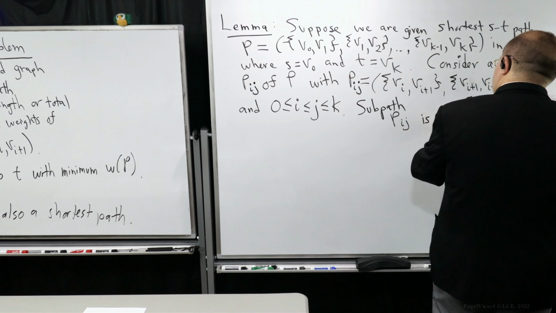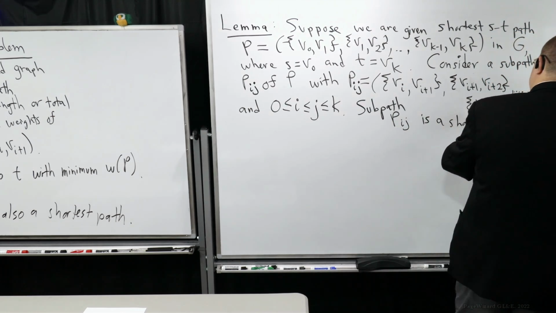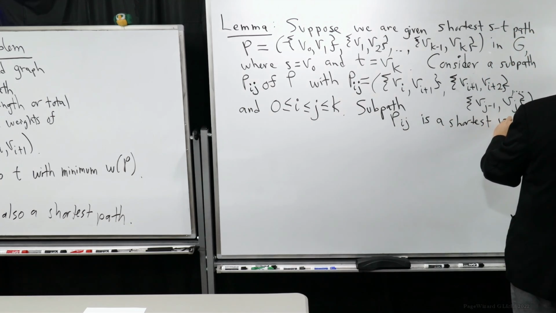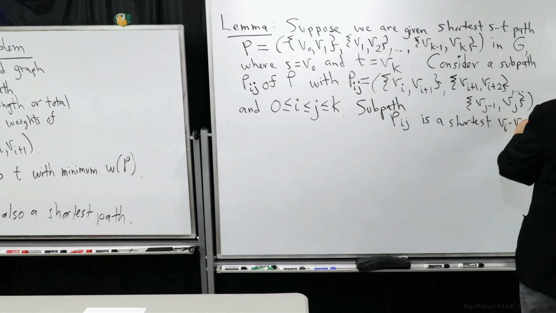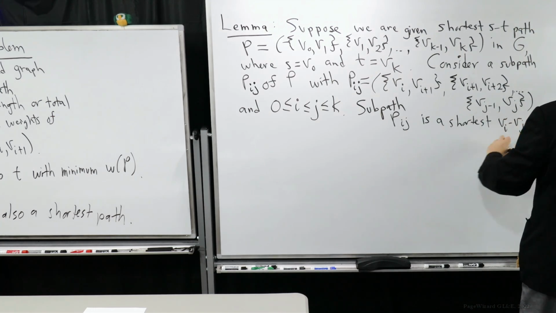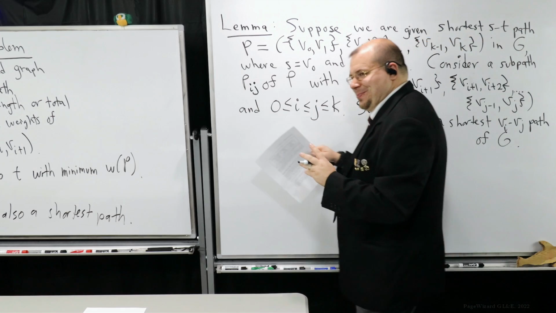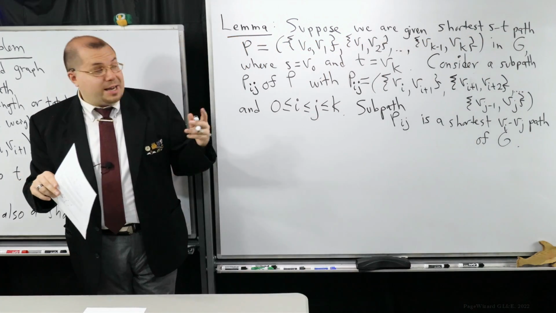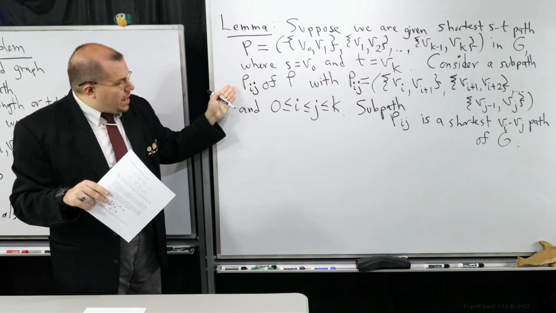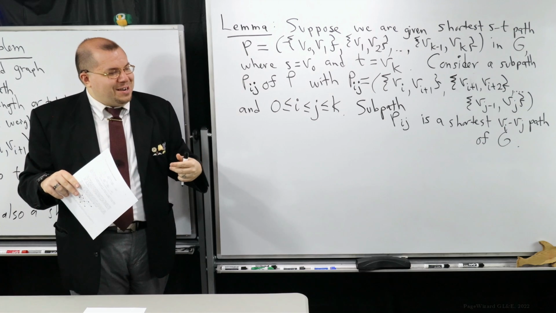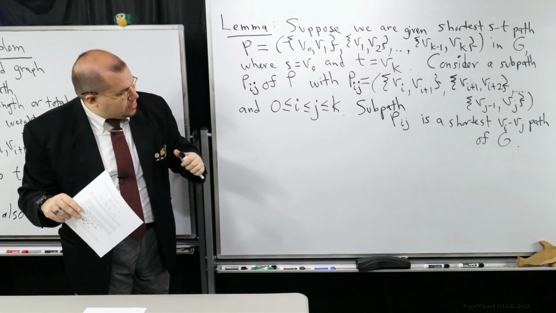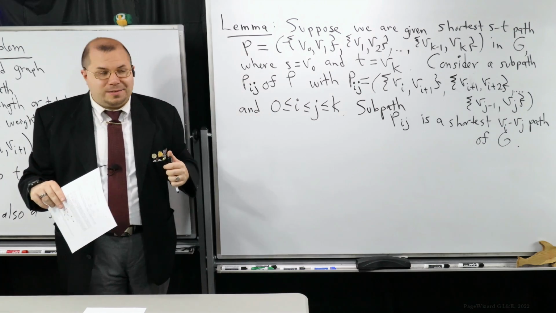So subpath Pij is a shortest vi-vj path of G. That's the lemma. That's what we're going to prove here: that Pij, this subpath, is in fact also a shortest path. It is a shortest vi-vj path.